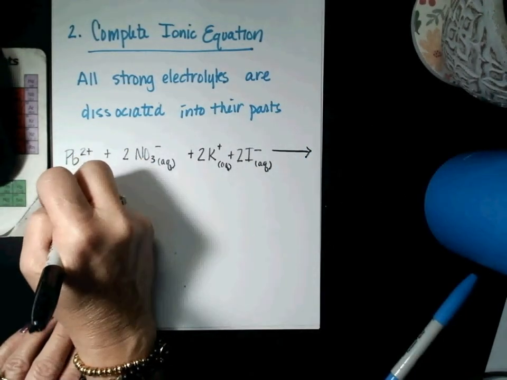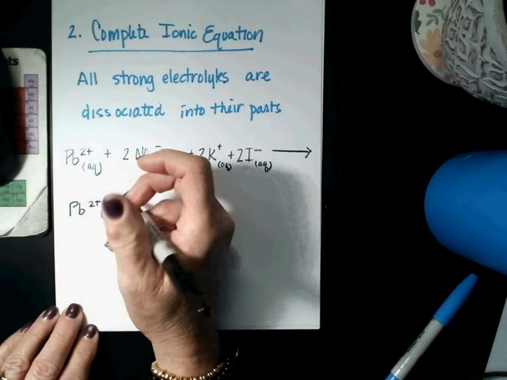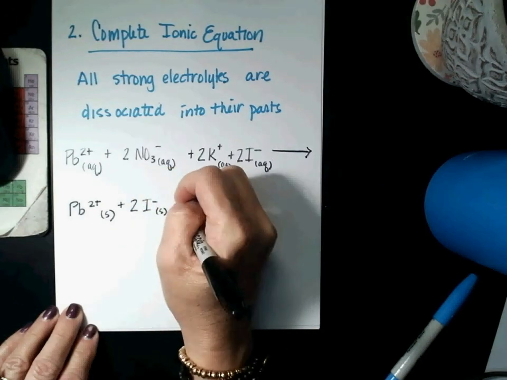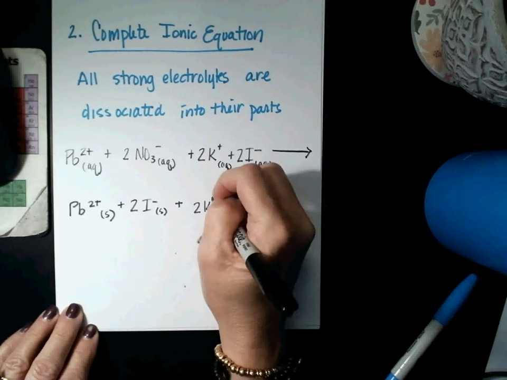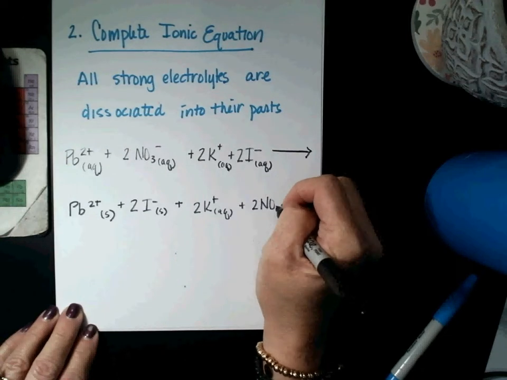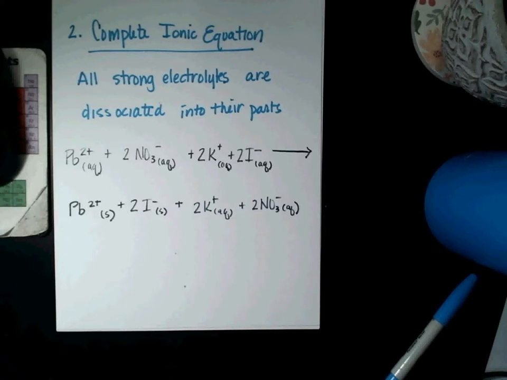And then to yield Pb2+ solid plus 2 I- solid plus 2 K+ aqueous plus 2 NO3- aqueous. So not only have I separated them, I've carried their coefficients through. That's called a complete ionic equation. It shows every ion and it shows their state.